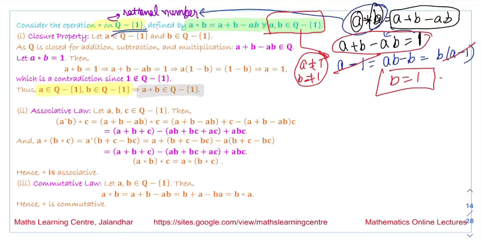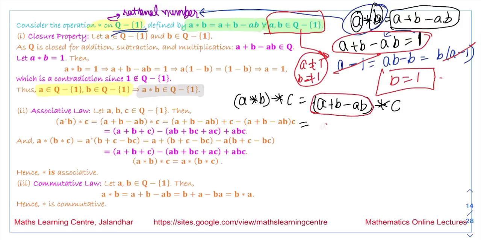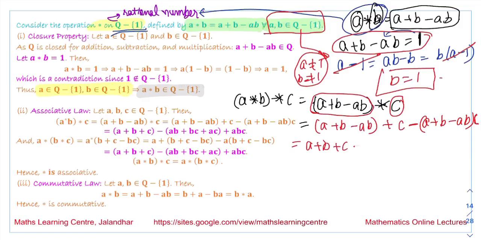Next we have to prove the associative law. So we are considering the element a star b star c. So what is a star b? It is a plus b minus ab, and it is star c. So the answer we obtain is a plus b minus ab, plus c, minus (a plus b minus ab) into c. When we solve this term, we will obtain a plus b plus c minus ab minus ac minus bc plus abc.